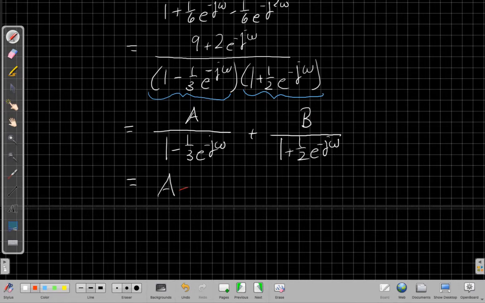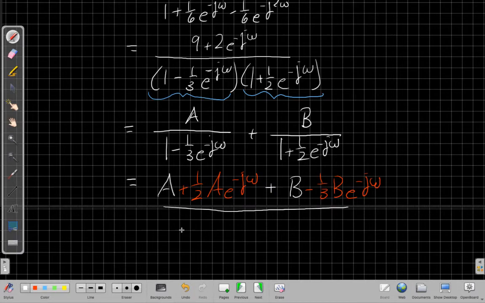So I'll have plus 1/2 a e to the minus j omega, right? That would be this term here into the numerator. And then when I multiply the second numerator by the first denominator, I'll have b, and I'll have minus 1/3 b e to the minus j omega, all over, right, the common denominator, which would be 1 minus 1/3 e to the minus j omega, and 1 plus 1/2 e to the minus j omega.